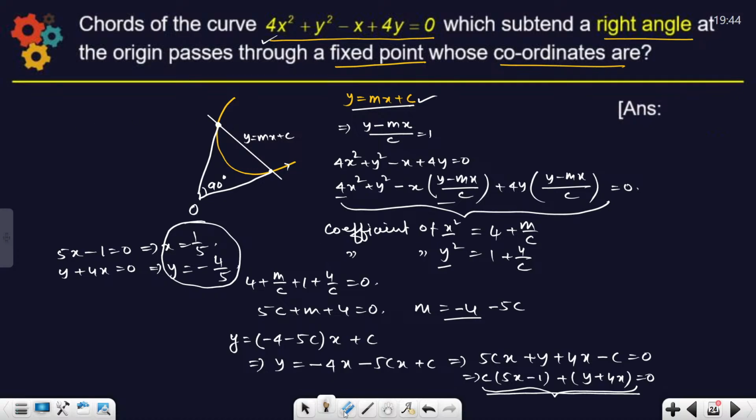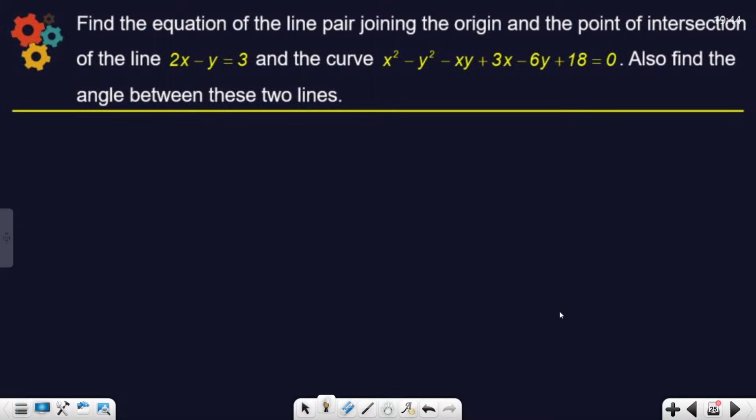Is it clear? This question is a wonderful sum. This question has been taken from S.L. Loney. So it's a very, very good question. You can check it there. Well, let us move on to the next question.